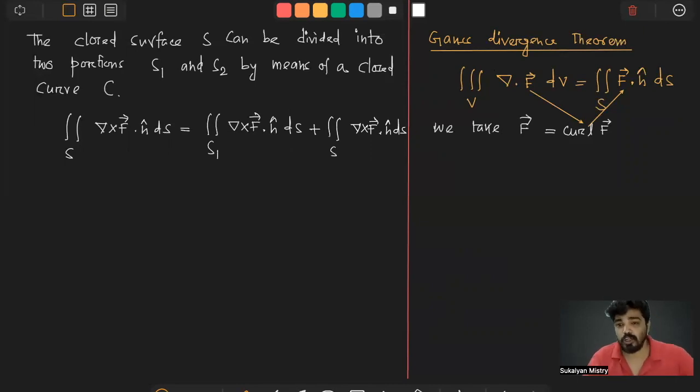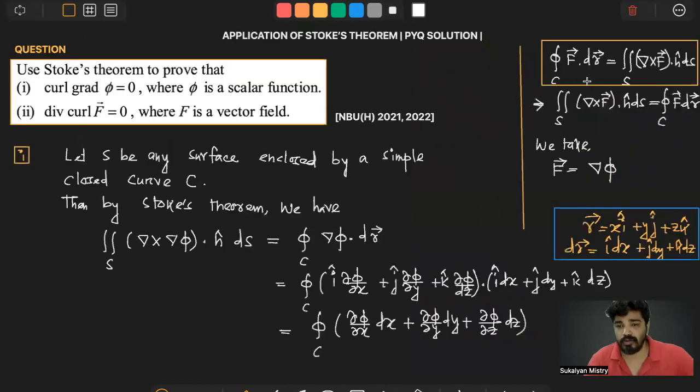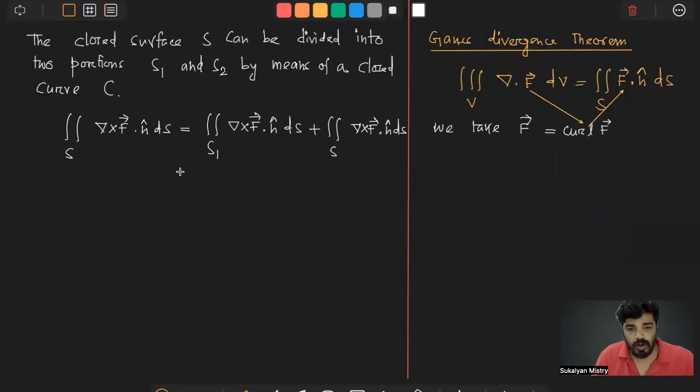Now if we apply Stokes theorem, just apply Stokes theorem. What is Stokes theorem? The double integral over S of del cross F dot N dS is equal to the integral over C of F dot dr. So this is the Stokes theorem. Getting my point?